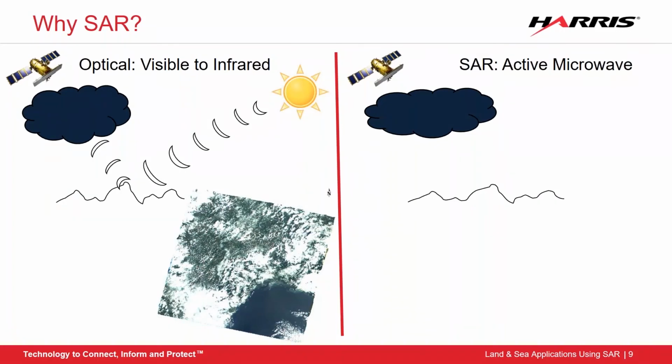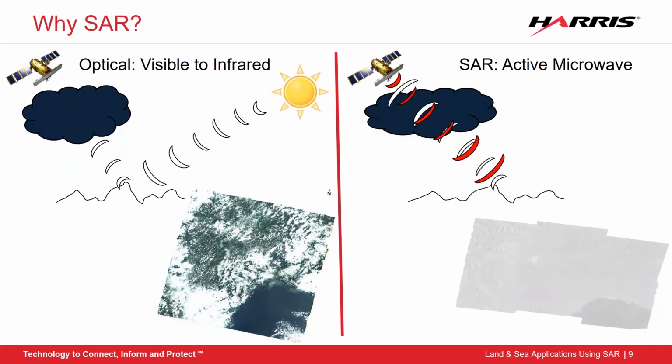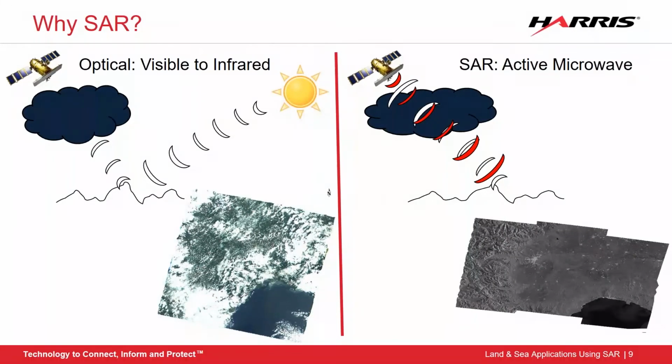SAR, however, is an active sensor, which means it provides its own illumination in the form of an emitted microwave. And this microwave can travel through cloud cover, and the reflected signal is transmitted through cloud cover as well. And this means that SAR is capable of imaging a scene day or night, and it's not sensitive to cloud cover. So in the example on the bottom right, we have a SAR scene, and you can see there are no clouds in that image anywhere.